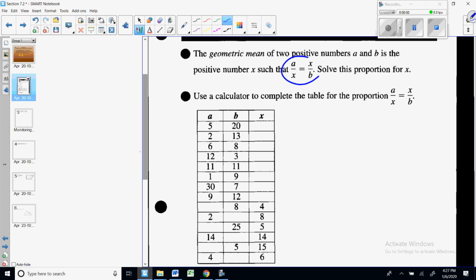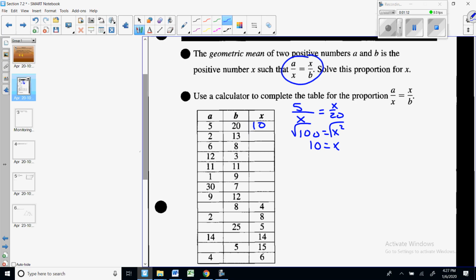a over x equals x over b. So what we're going to be working with, for the first level, is 5 over x and x over 20. I'm going to cross multiply. 5 times 20 is 100, and that's going to equal x squared. We're going to take the square root of both sides, and our value for x is 10.